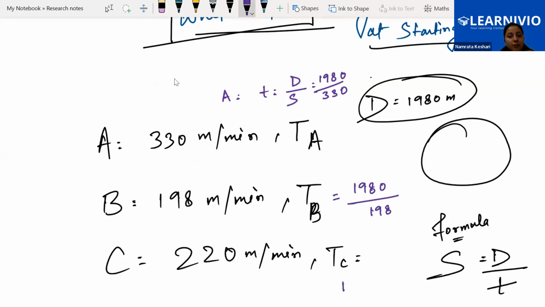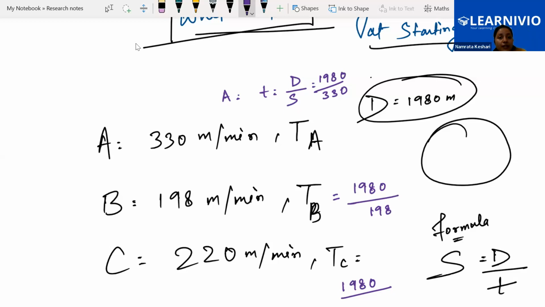And similarly, we will be finding the time for C, 1980. Time means what? Time for C means what? How much time C is taking to complete one revolution? Okay. How much time A is taking to complete one revolution? How much time B is taking to complete one revolution? Each one's time we are having.